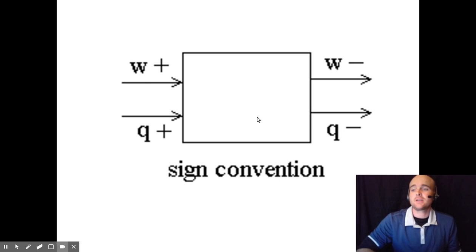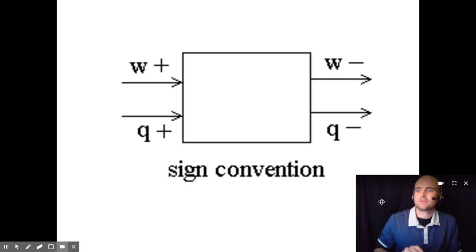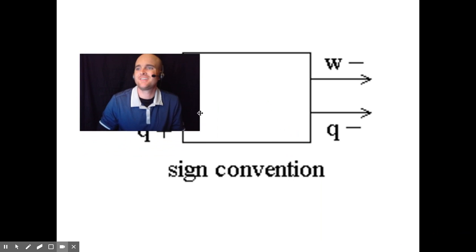Covering up that left side, and looking just at this, if I have my system, which is this box, the heat flows out of the system, which is a negative Q, and then work flows out of the system, which is a negative W.